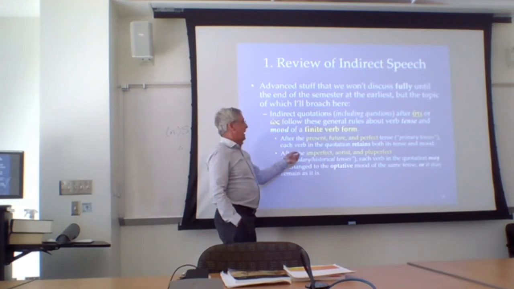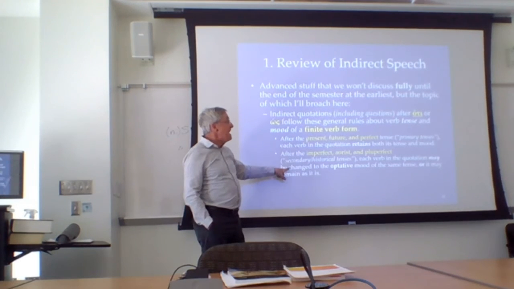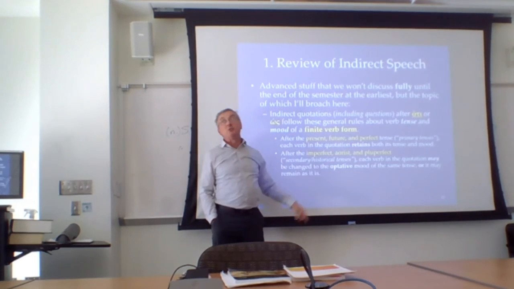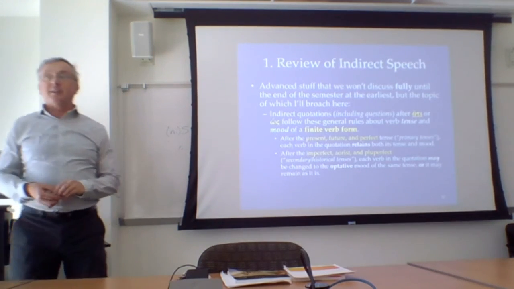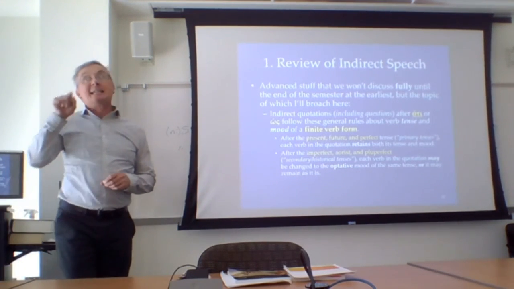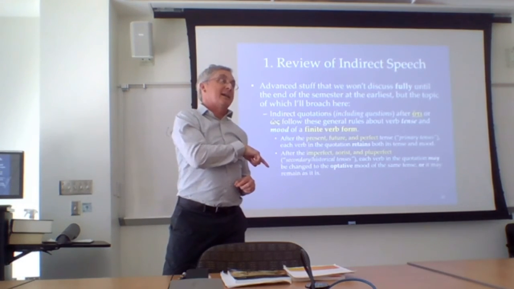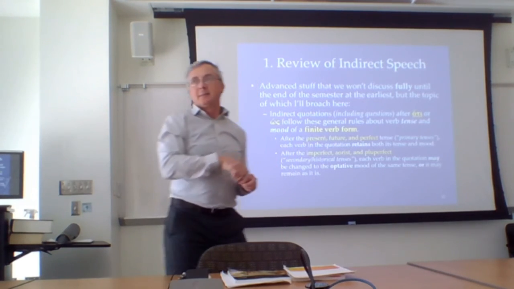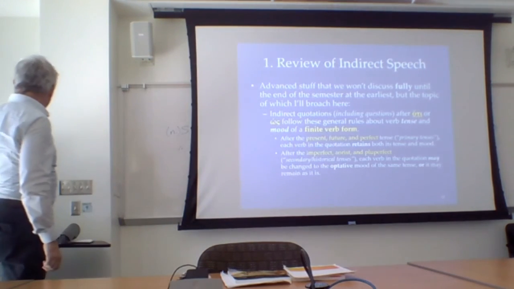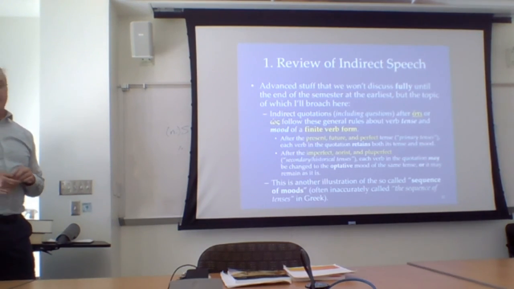However, and this is where we're going to have to deal with sequence of moods again. After your historical tenses, each verb in the quotation may be changed to the optative, and it usually is. So if it says something like, he said that they did the following things, then you're going to see they did in the optative mood. And that's, again, for the sequence of moods.